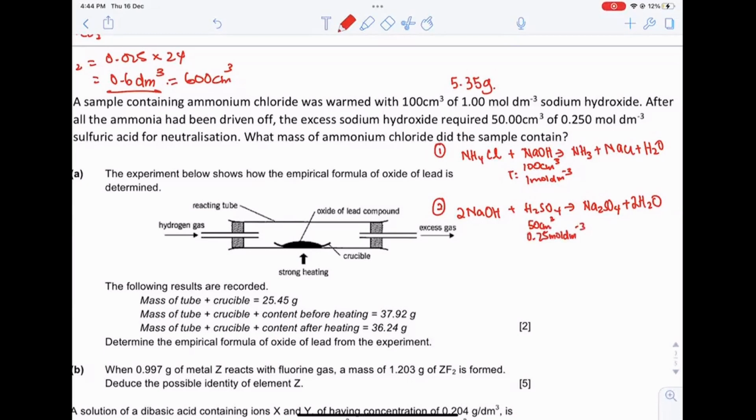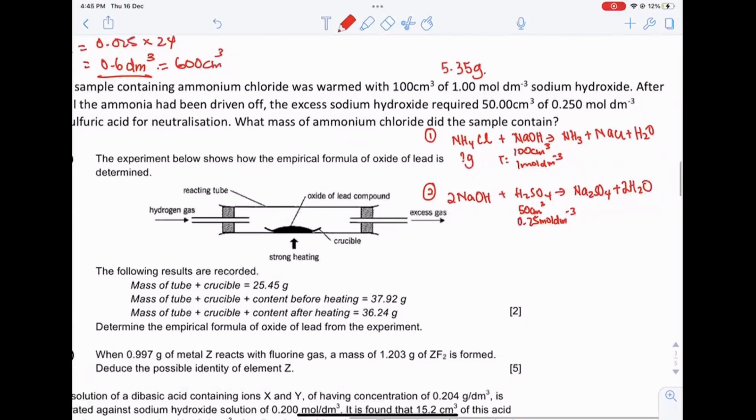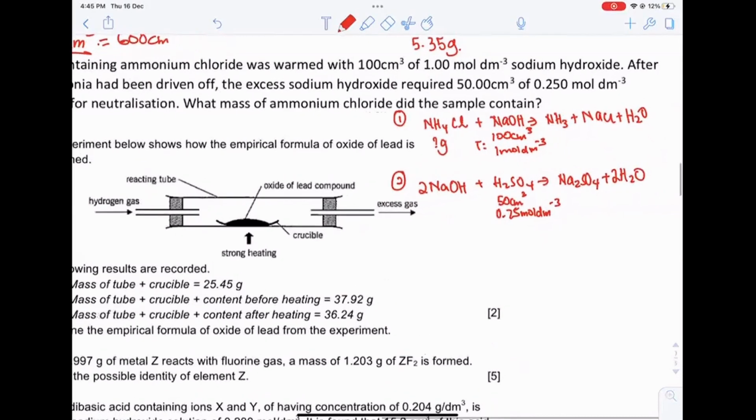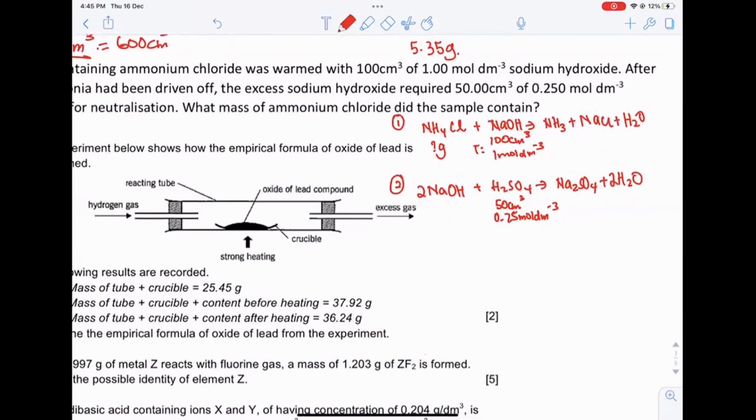So they're asking you what mass of ammonium chloride did the sample contain. So when you read a question, this is what you can do on the sidelines. You can make notes, okay? So now, after making these notes, it's very clear. So we can start from where? It would be easier to start from the second equation.